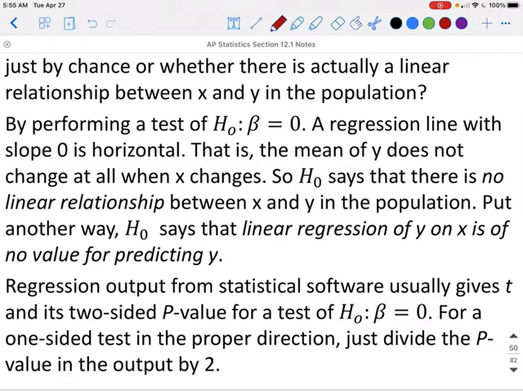Regression output from statistical software usually gives t and its two-sided p-value for the test of H sub 0: beta equals 0. For the one-sided test in the proper direction, just divide the p-value in the output by 2. So what this is basically saying is, if you have computer-generated information, they already tell you the t-value, and the p-value is always going to be two-sided. But if your alternative hypothesis is one-sided, less than or greater than, you just take that p-value and divide it by 2.